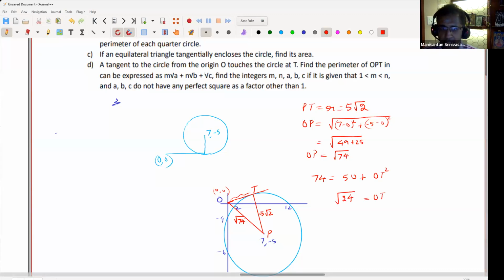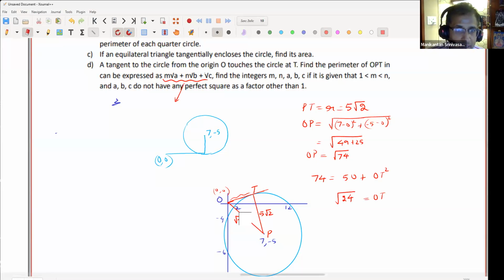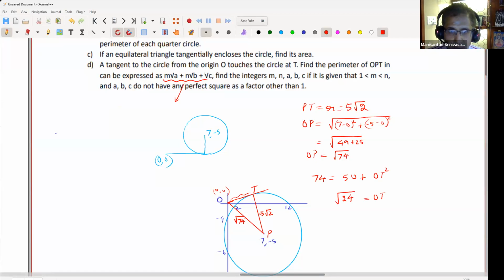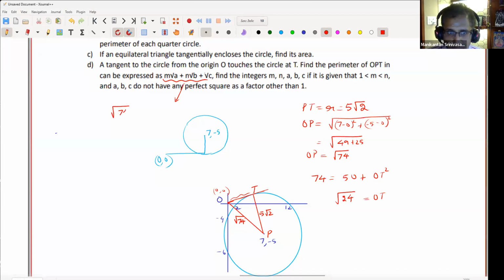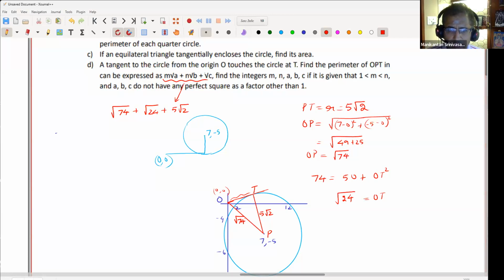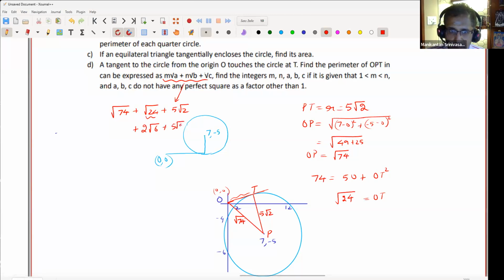Now the perimeter is the sum of these three parts, right? I'm expecting the perimeter in the form m root a plus n root b plus root c. So all of these are just some irrational numbers, right? So let's write out the perimeter that we have. One part is root 74, one part is root of 24, and one part is 5√2. Let's try to take out as much common as possible. From 24, 24 is 4 times 6, so this comes out as 2√6. So this is 2√6, this is 5√2, and root 74, I cannot take any perfect square outside.